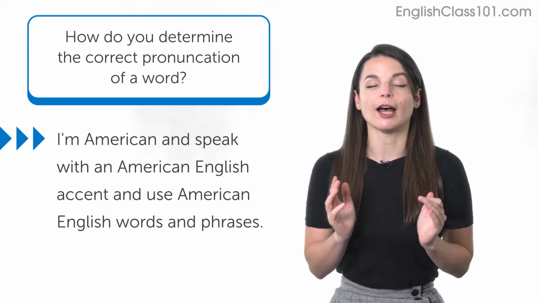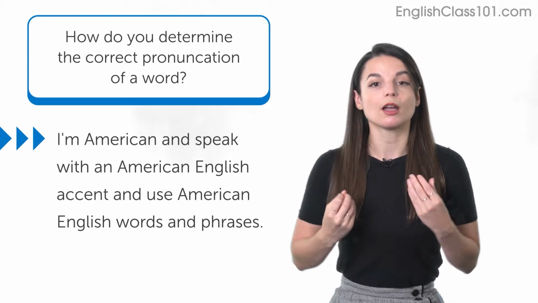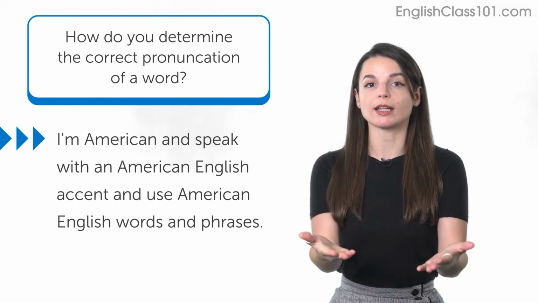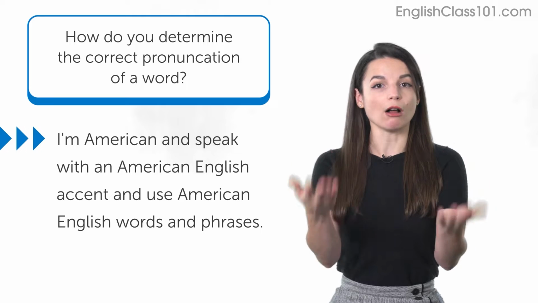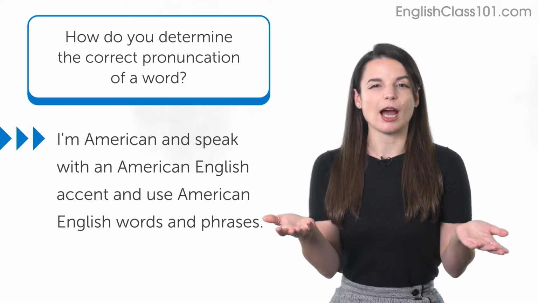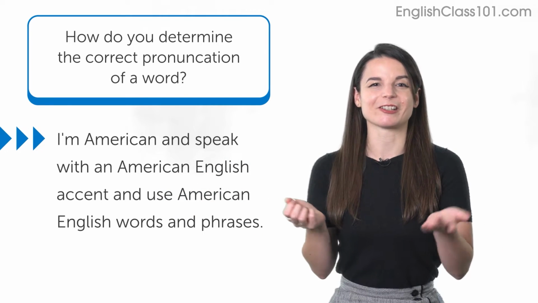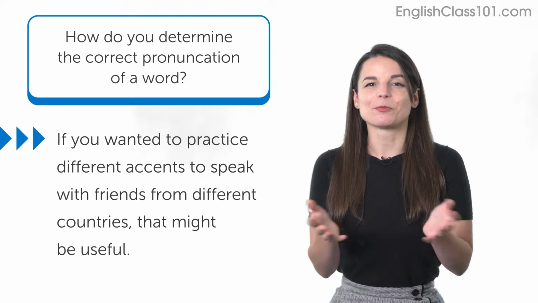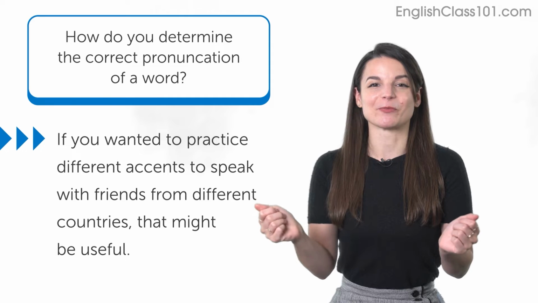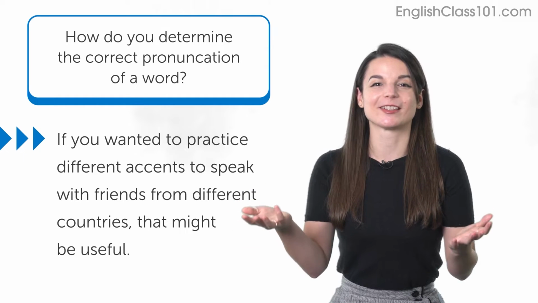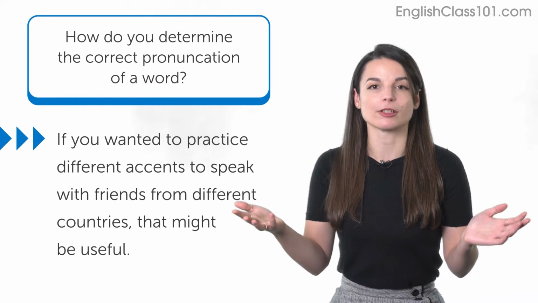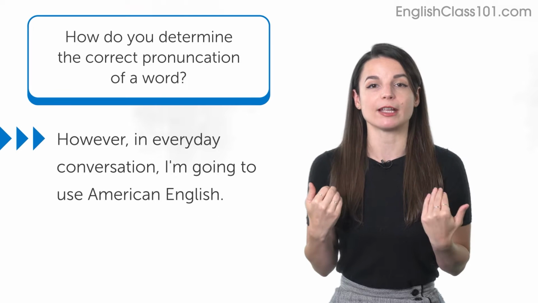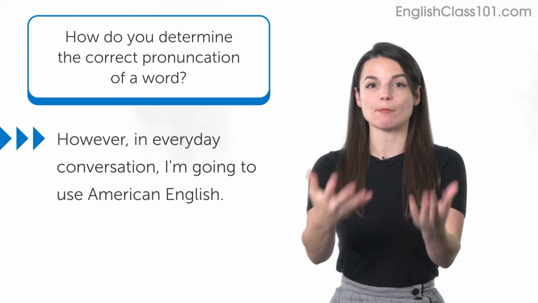So for example, I'm an American English speaker. That means I'm going to use American English pronunciation with all of the words in my vocabulary. I'm not going to choose British English here or Scottish English there or Australian English there. Maybe if I want to practice those accents, I can do that for some reason, or if I'm talking to a friend that uses that accent, I might want to try it out for something. But generally, in my everyday speech, I'm always going to use American English.